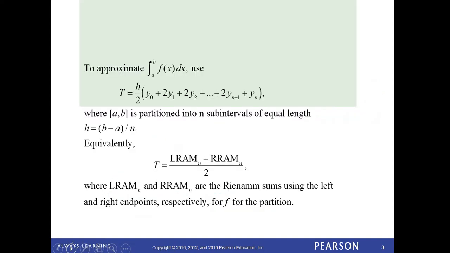We're also going to talk about something else. So here's the formula that we're going to use, where AB is partitioned into n subintervals of equal length. H equals b minus a over n. And so this is the left Riemann sum plus the right Riemann sum divided by 2. So you can find the Riemann sums first and find the trapezoid approximation by taking the average.